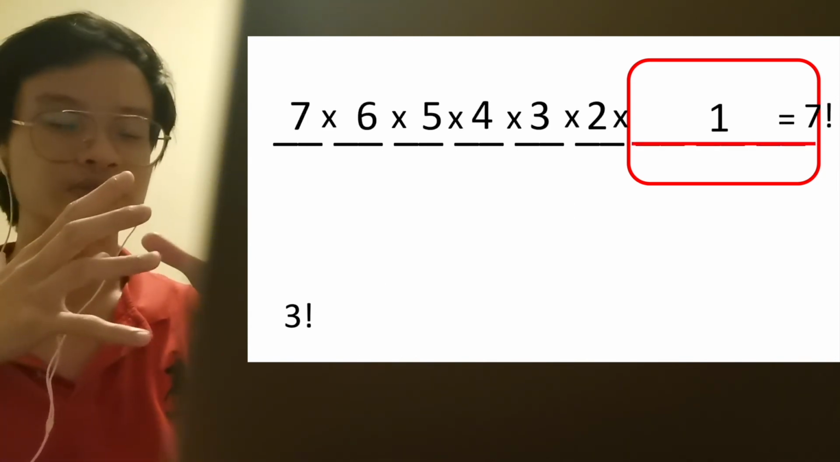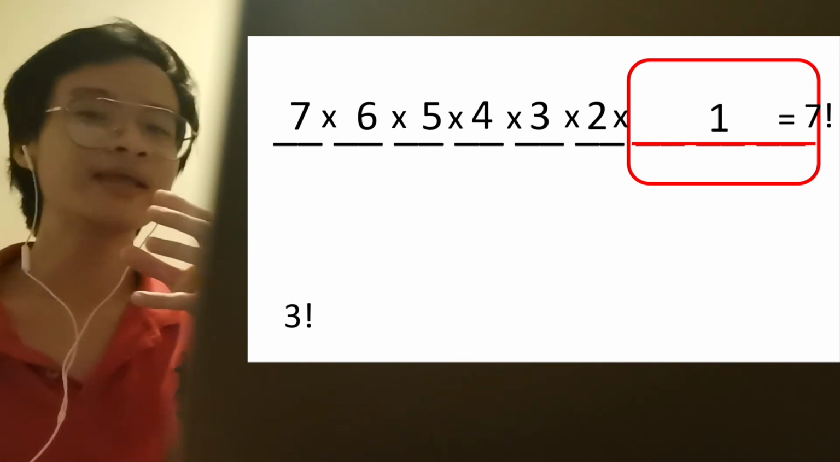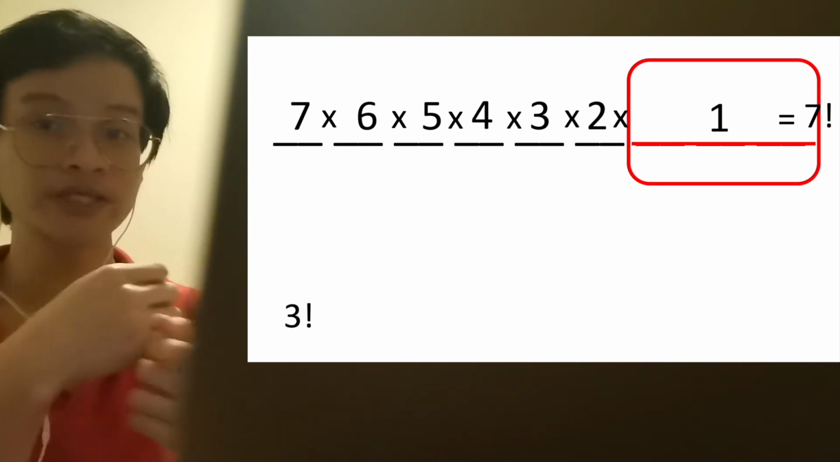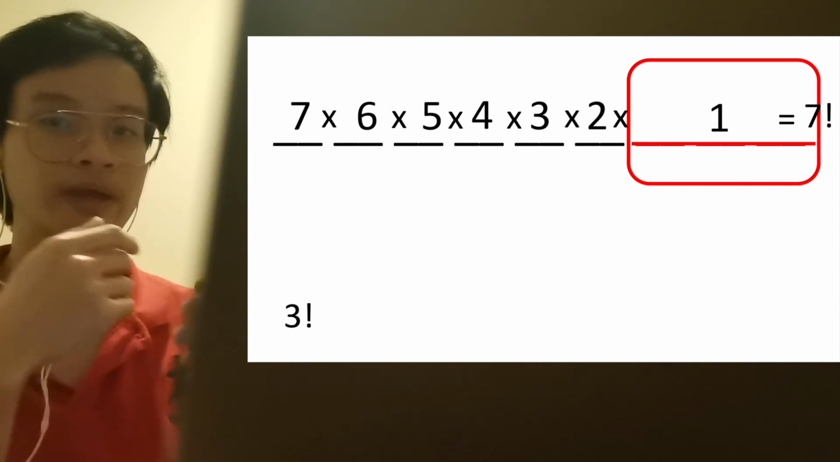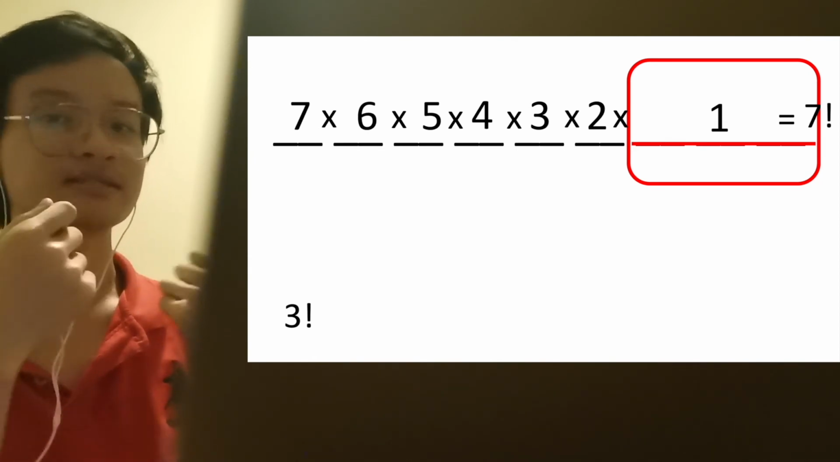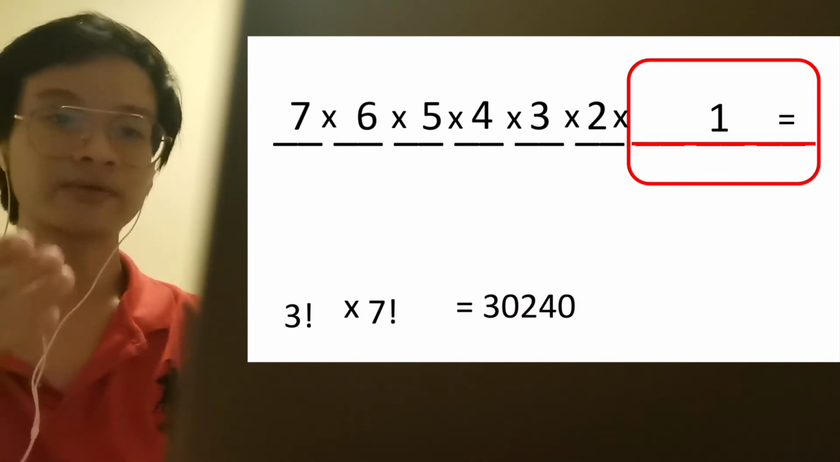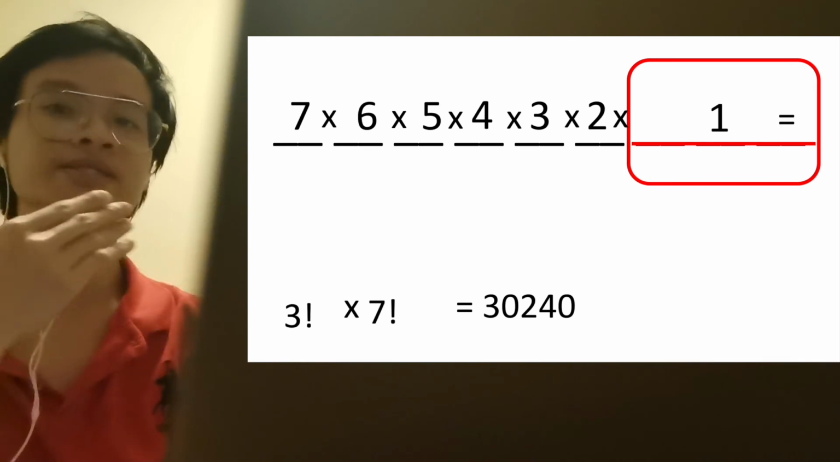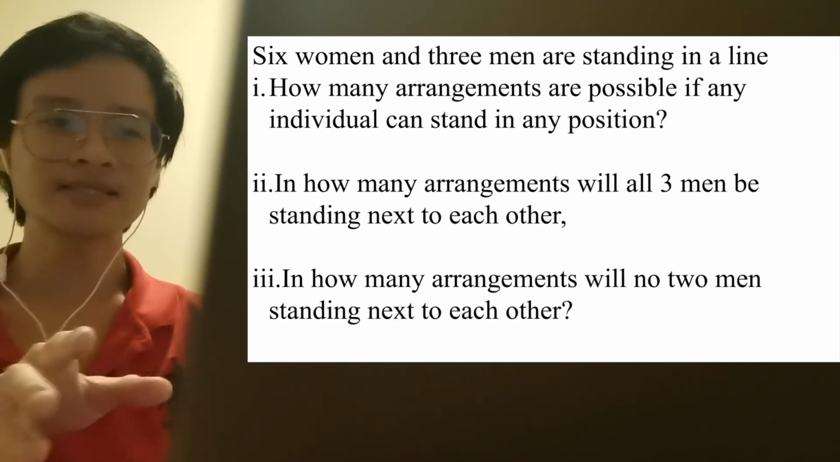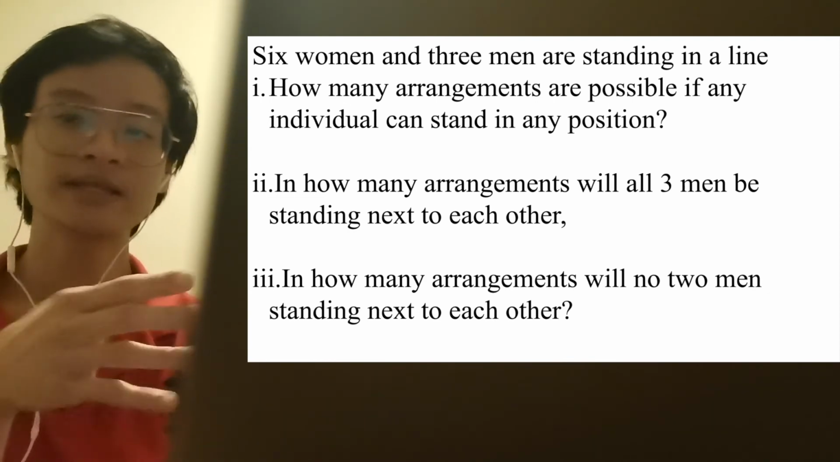Then we look at the 3 men as a whole, right? As one identity. So how many identities in total do we have to arrange now? So we have 7 identities we need to arrange now. This gives us 7 factorial. In the end, we multiply them together. 7 factorial times 3 factorial, which is 30,240, right?